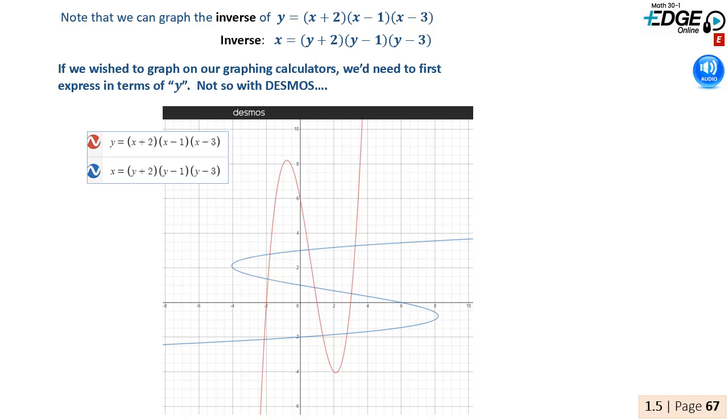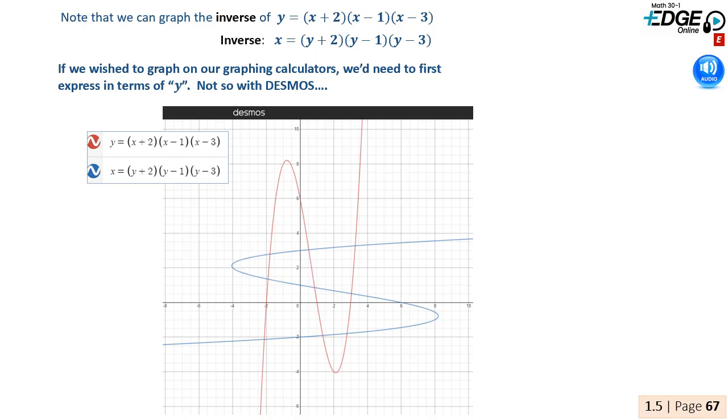Not so with Desmos. Here, we can understand that an inverse is the exchange of the x and y. So, for our second relation, we would type x equals (y + 2)(y - 1)(y - 3). And we'd see the two graphs as shown here.